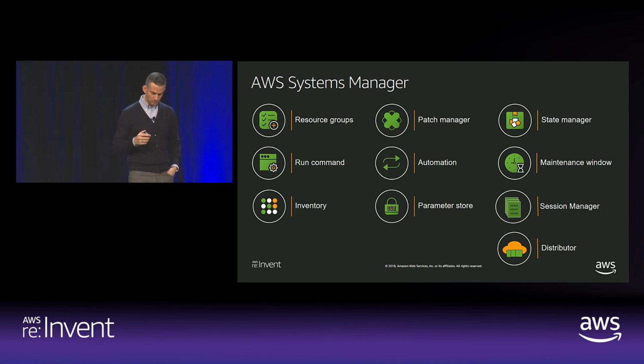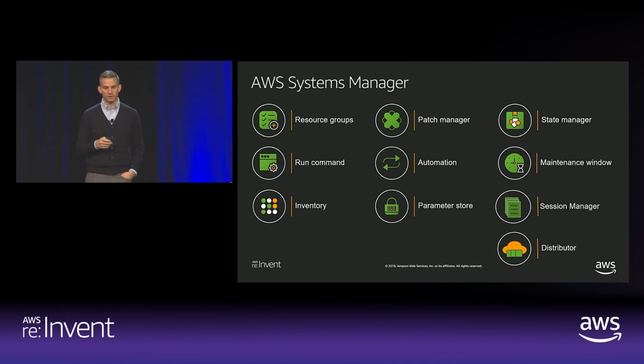Parameter store allows you to store certain values, key-value pairs that you can then reference in the execution of documents, but also use as configuration for your applications. And then last but not least, distribute is a capability we just recently launched that allows you to roll out agents or consume AWS managed agents or your own agents on EC2 instances and on on-prem machines.